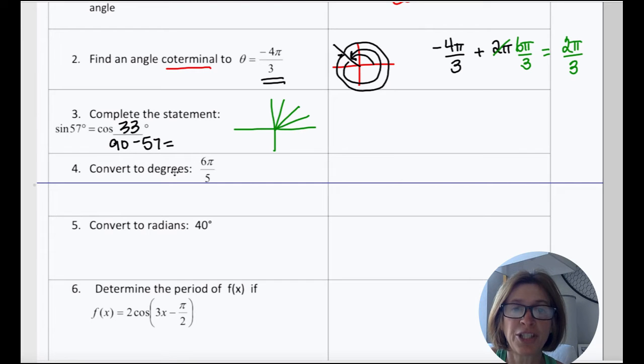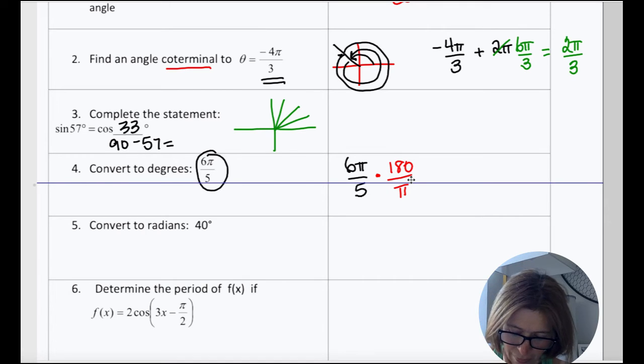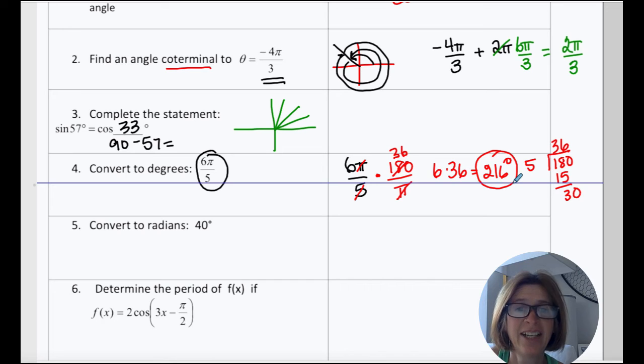So if I want to convert to degrees, I have a radian measure here. Remember, radians are actually easier to work with. So if you're trying to turn everything into degrees, you're going to want to start thinking about it in radians. So 6 pi over 5, I would multiply by 180 over pi. And so the pi's would cancel. I'd want to simplify. So 5 goes into 180 36 times. So 6 times 36 gives me 216 degrees.